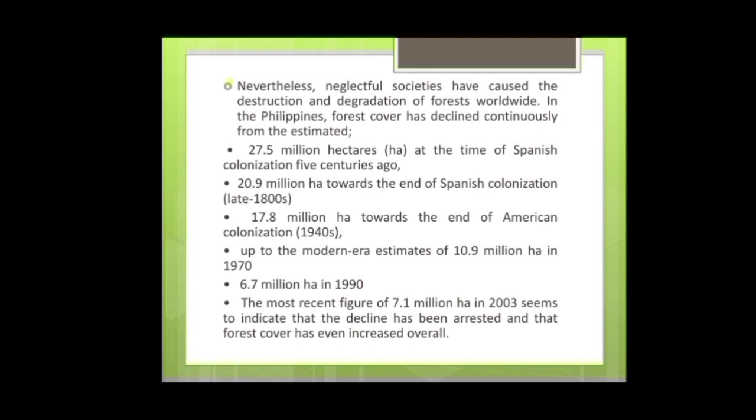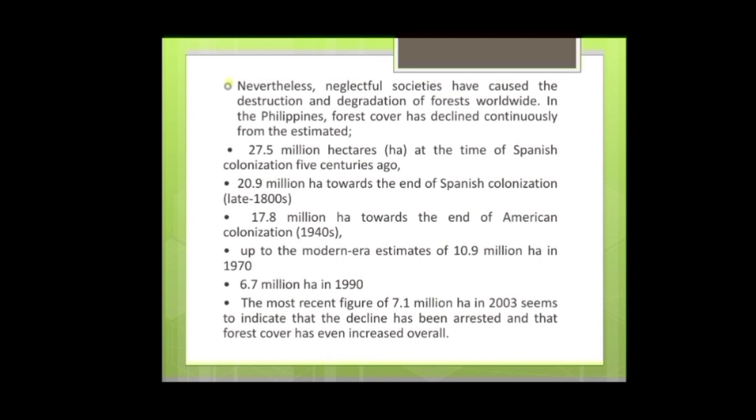In the Philippines, the forest cover has declined continuously from the estimated... Dahil sa pagiging abusado ng mga tao sa kagubatan, mabilis ang pagbabago ng epekto nito. Even in the Philippines ay apektado din in the past histories. At ito nakatalang example timeline. 27.5 billion hectares at the time of Spanish colonization 5 centuries ago.